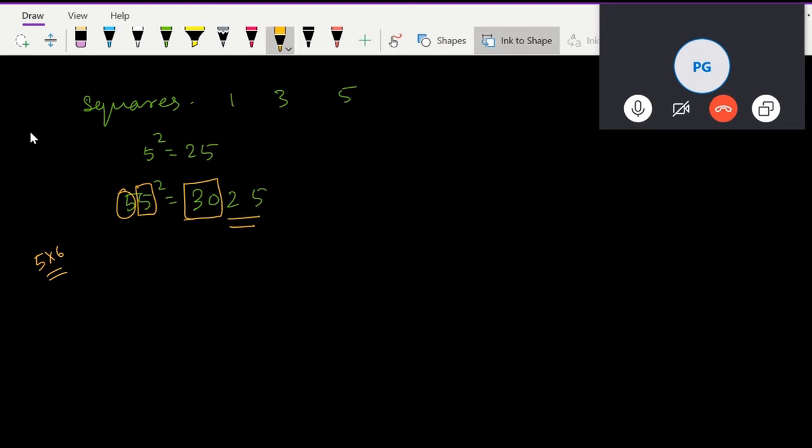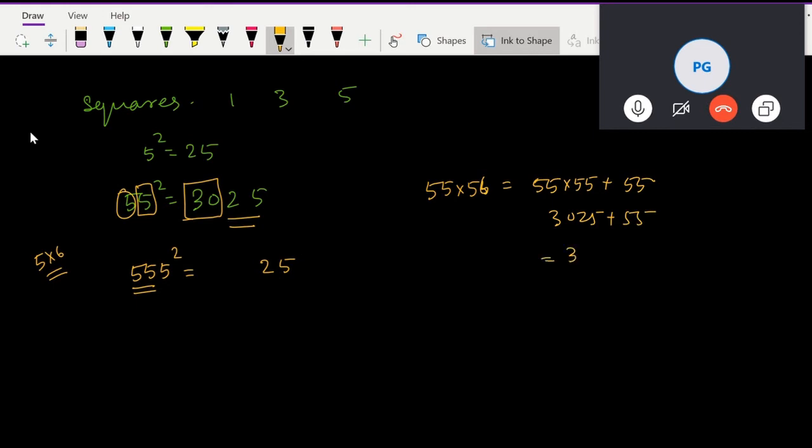Right? So similarly, 555 square will be 25, and this one would be 55 into 56. Right? So 55 into 56 means 55 into 55 plus 55, right? And 55 into 55 is 3025 plus 55, which is 3080.